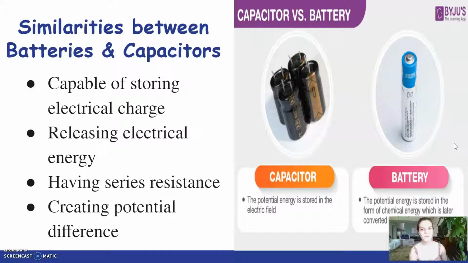Both batteries and capacitors are capable of storing electrical charge and releasing electrical energy. They both have series resistance, and they both have the capability to create potential difference.